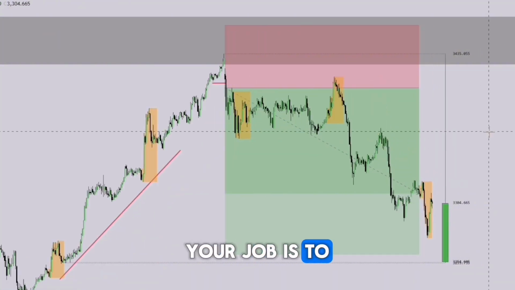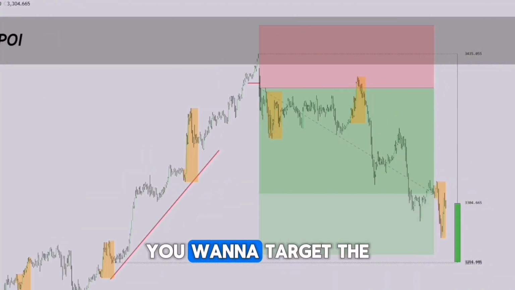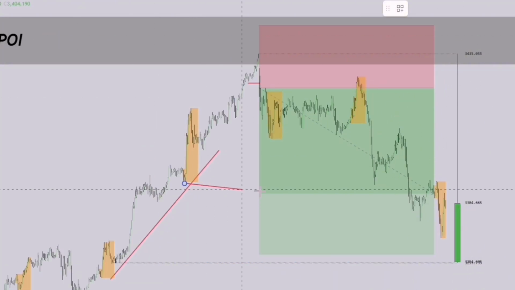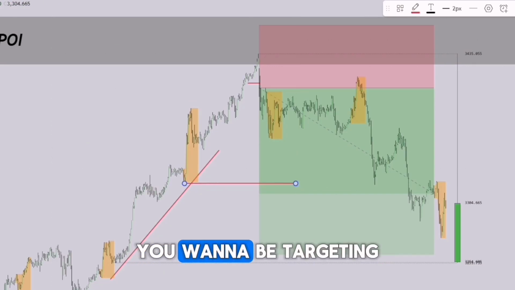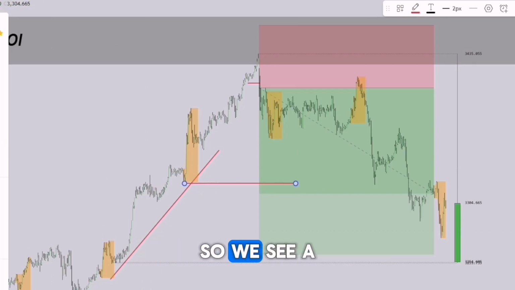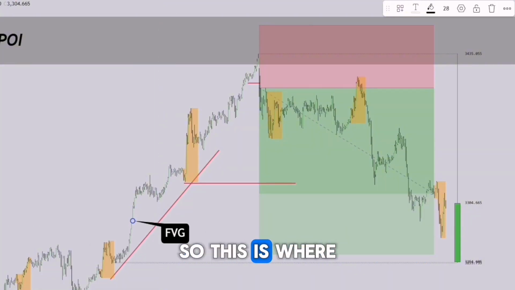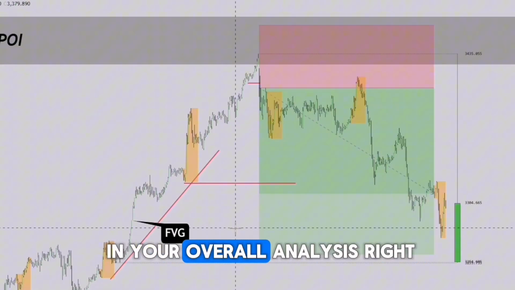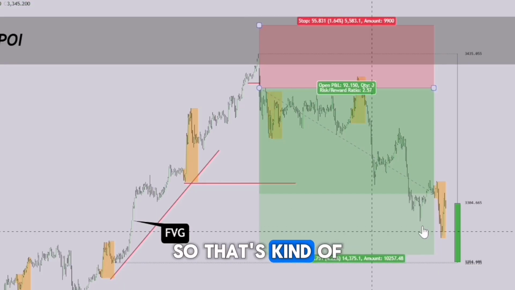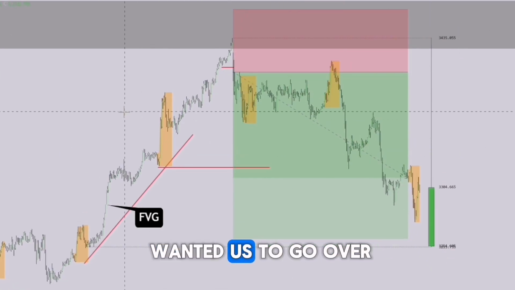As for targets, and as for choosing the right target, your job is to simply target a couple of areas, right? You want to target the Asian range lows. You want to be targeting areas of fair value gaps. So we see a lot of fair value gaps over here, inefficiencies and fair value gaps. So this is where you want to be targeting in your overall analysis, right? So that's kind of the first trade I wanted us to go over.